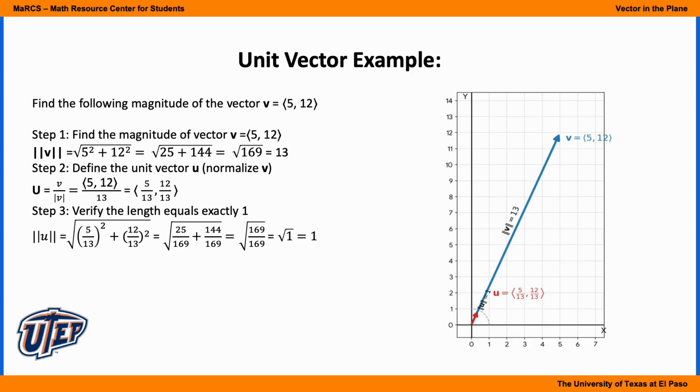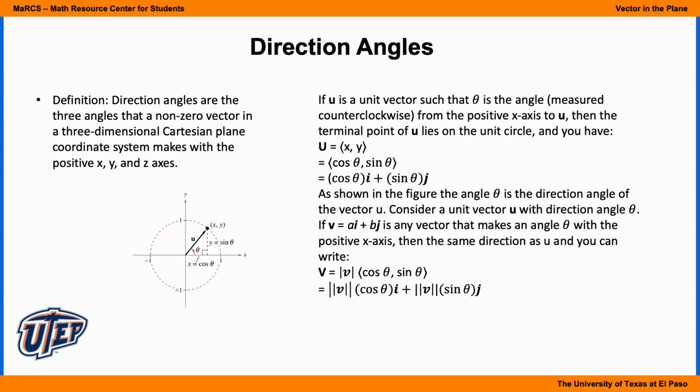Now lastly, we verify that this new vector u has a length of 1, so we take the magnitude of the new vector, so we square each of the components, so 5 over 13 squared plus 12 over 13 squared, and that'll give us the square root of 169 over 169, and that is equal to the square root of 1, and the square root of 1 is equal to 1, so that means our solution is correct.